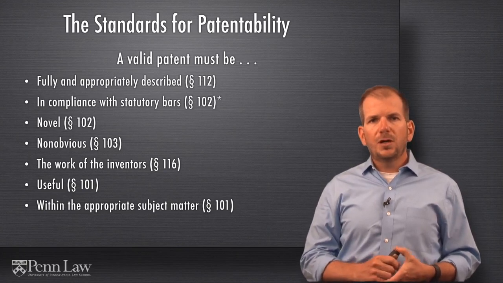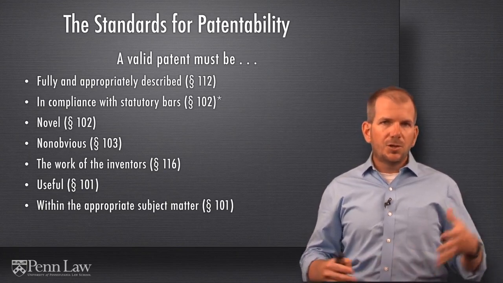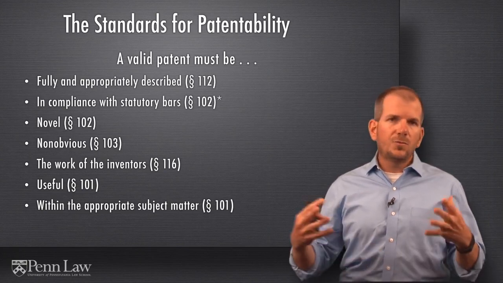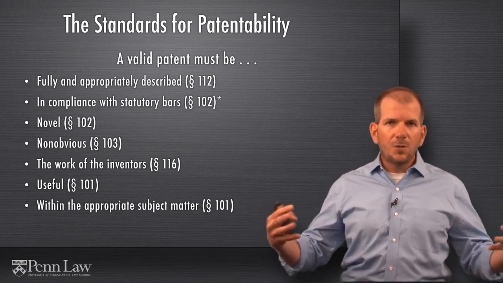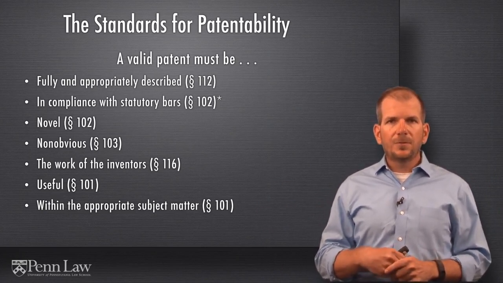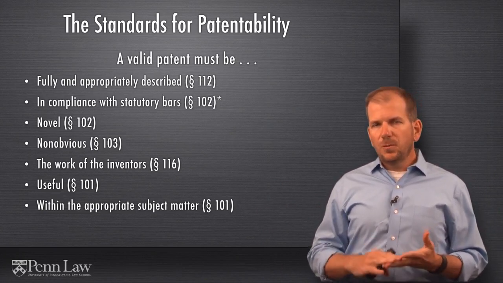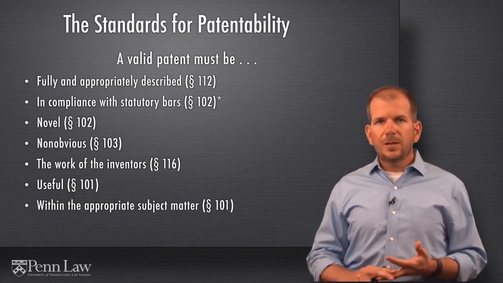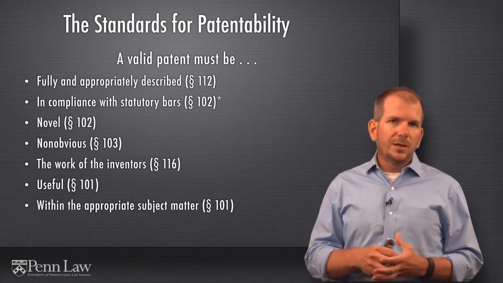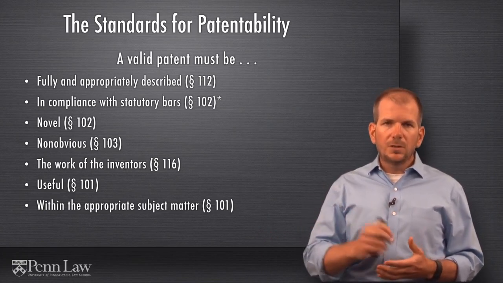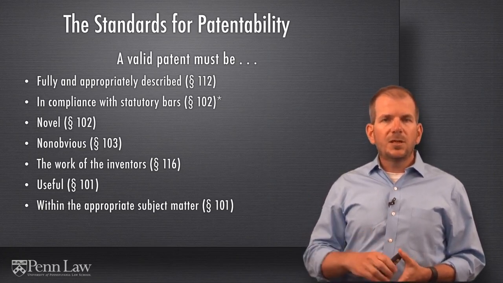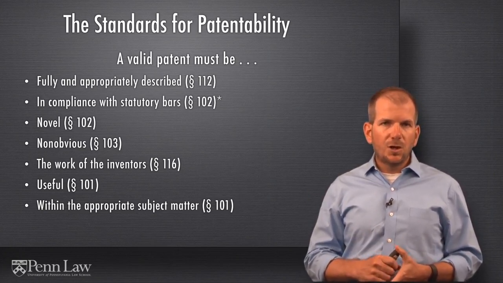It must be the work of the inventors, so you have to assert as an inventor on a patent that you are the one who actually invented it, and anyone who helped you invent it must also be listed on the patent as a co-inventor. It must be useful. The standards for utility in the patent system are not particularly high, but they are there. You have to show some connection with real-world utility. And then it must be within the appropriate subject matter, which is Section 101.